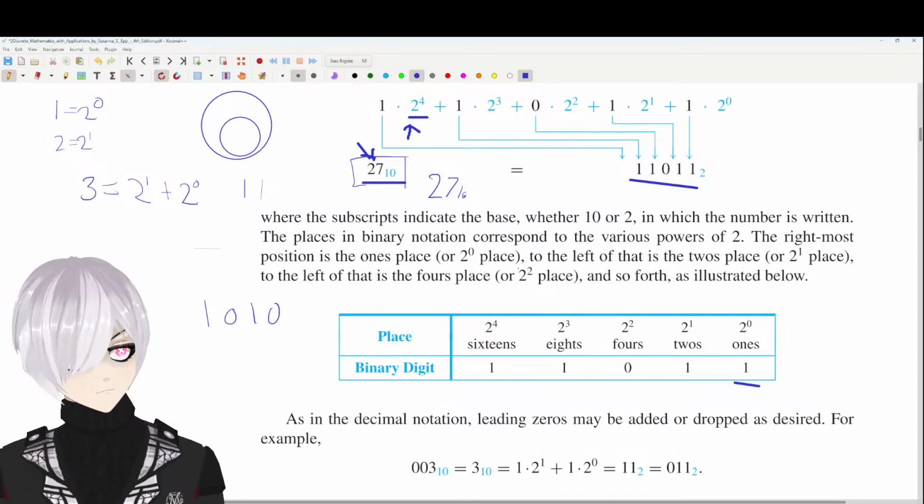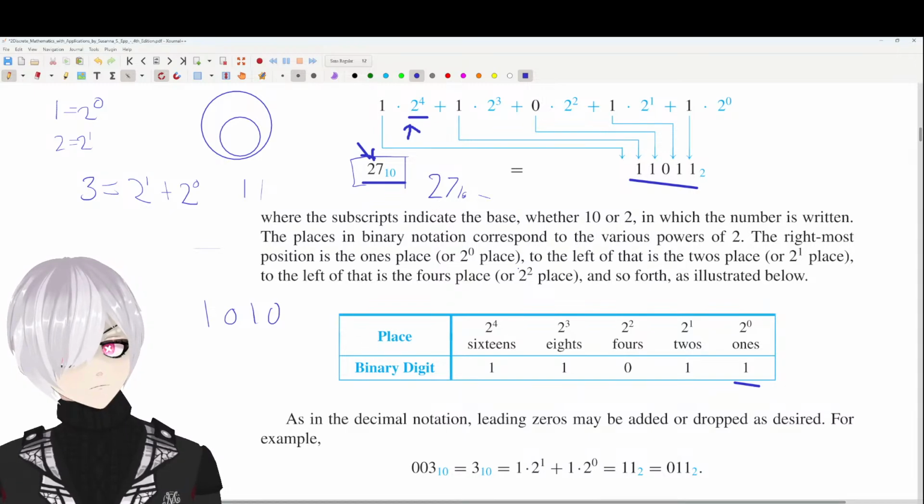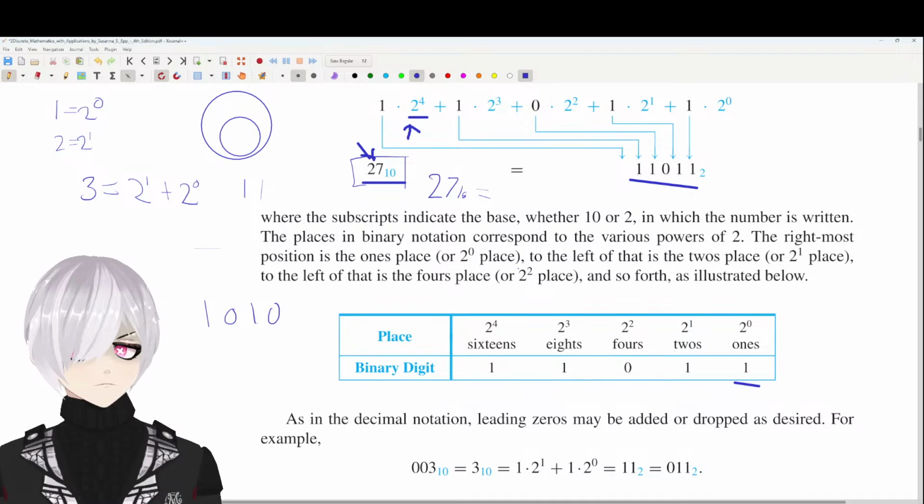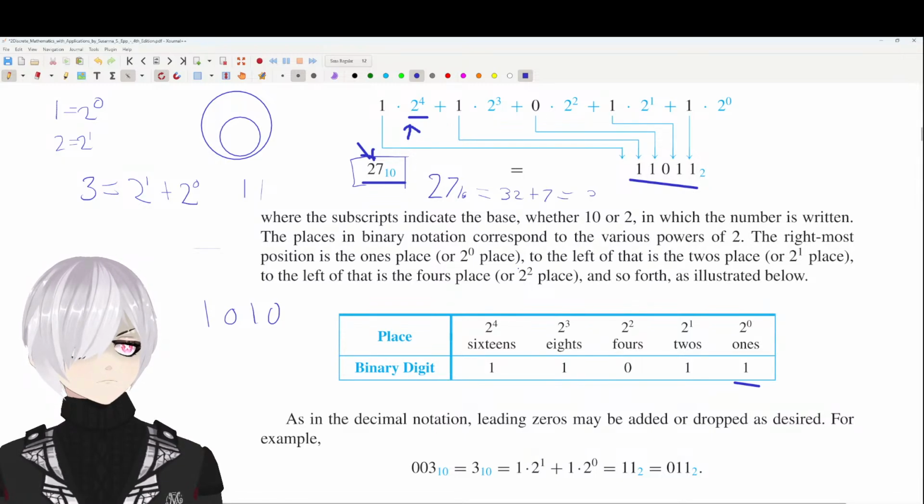So I guess that would be 2 times 16 to the first plus 7 times 16 to the 0. So 2 times 16 is 32 plus 7 is 39. So I guess it would be 39.